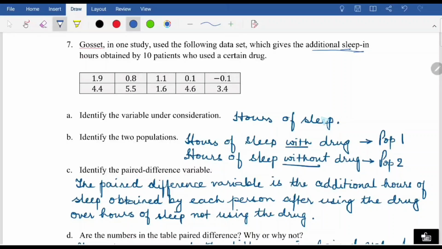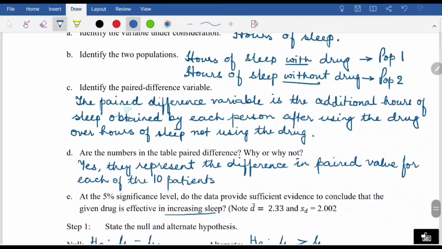What are we looking at? Hours of sleep. Identify the two populations: hours of sleep with drug, population 1, and hours of sleep without drug, which was population 2. Identify the paired difference variable. The paired difference variable is the additional hours of sleep obtained by each person after using the drug over hours of sleep not using the drug. Are the numbers in the table paired differences? Why or why not? Yes, they represent the difference in paired values for each of the 10 patients because we took the hours before and after for the same patient, so it's paired.